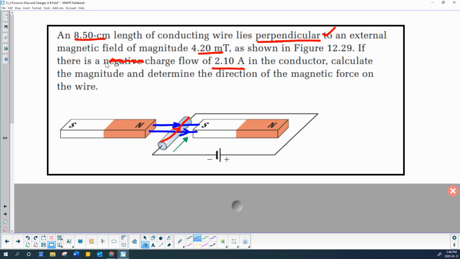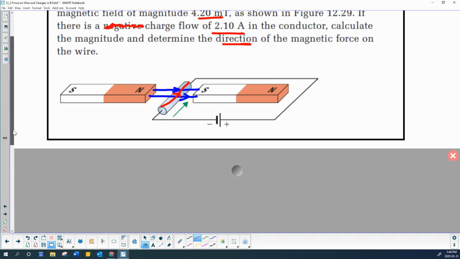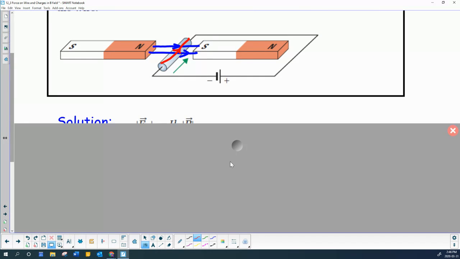The textbook kind of gets a little cute with this, but really we just talk about charge flow or current, and it's 2.10 amps in the conductor. Calculate the magnitude and determine the direction, going back to our hand rules, of the magnetic force on the wire. So let's take a look at the official solution to this question.